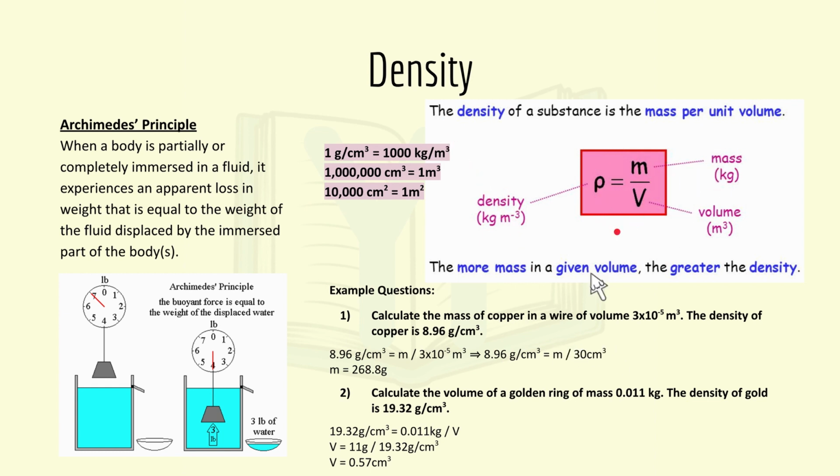And then you just get m with this equation right here. And number 2, calculate the volume of a golden ring of mass 0.011 kg, and the density of gold is 19.32 grams per cm cubed. So you can just convert this back to grams, because the density is in grams and it's much easier to convert the mass to grams. And just do the calculation. As you can see, the grams over here, and then you can get the volume.